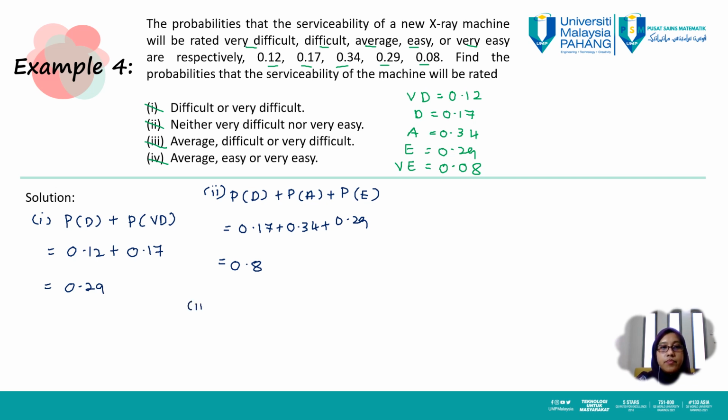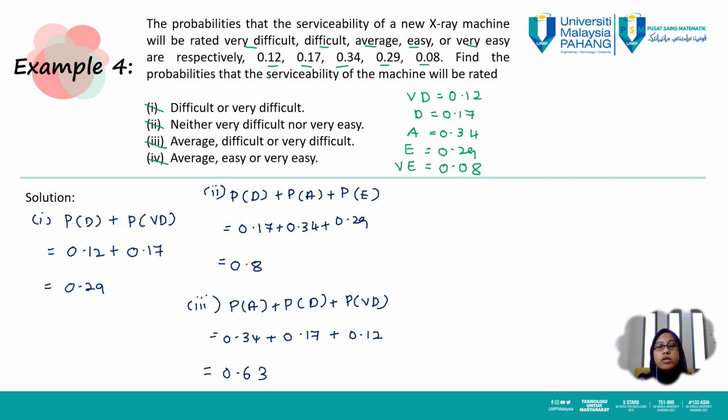How about number 3? Number 3, average, difficult, very difficult. So probability average plus probability difficult plus probability very difficult. So we will have 0.34 plus 0.17 plus very difficult 0.12. So we will have 0.63. Okay, so I think you can calculate number 4. So I just give you the final answer. Please try so that you can get the answer. So the answer for number 4 is equal to 0.71.